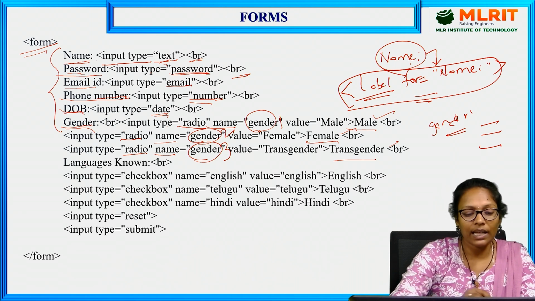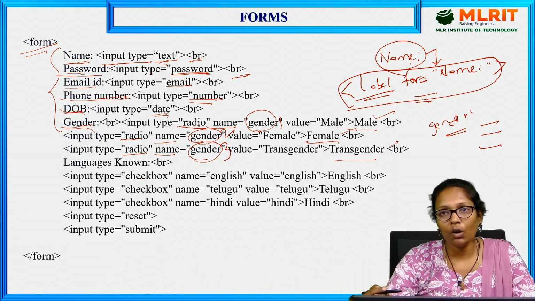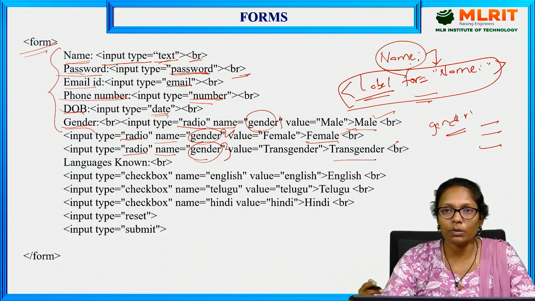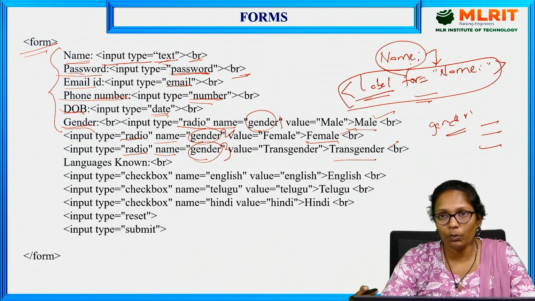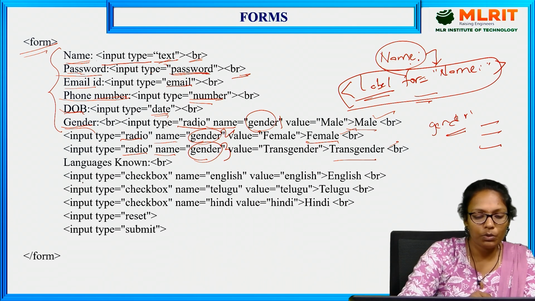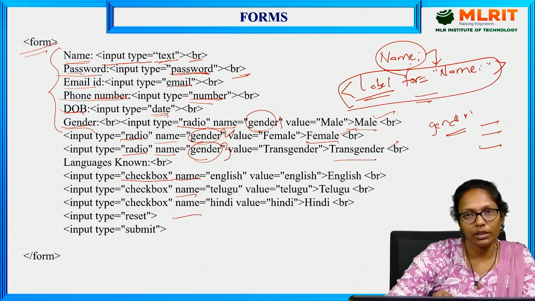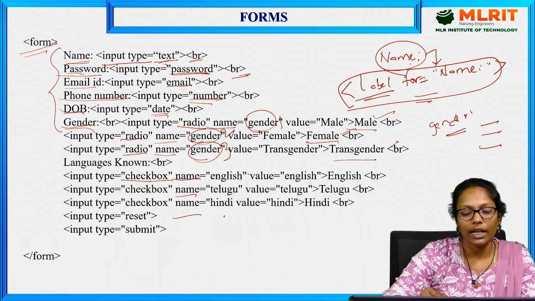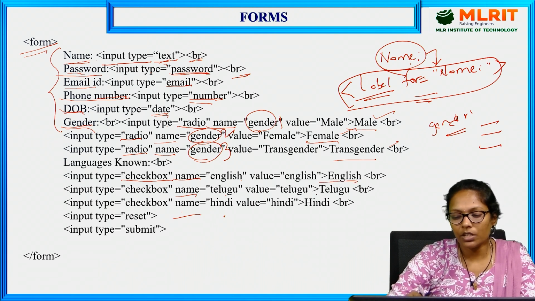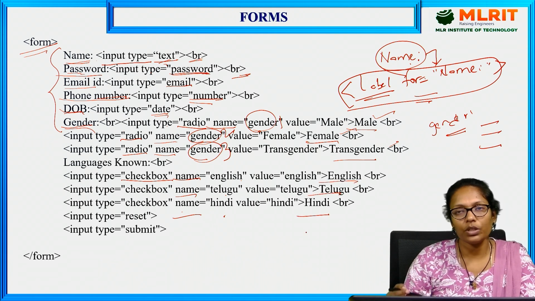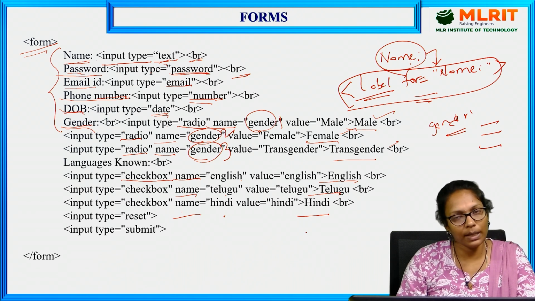And next is languages known. So languages known, the user should be able to choose multiple options. Why? Because the user may know multiple languages at the same time. So here I cannot use the radio button concept, but instead of that, I'm using the type as checkbox. So here the name should be different. So name is equal to English, name is equal to Telugu, name is equal to Hindi. I should not write the same group here. And the values you're displaying as English, Telugu and Hindi, where the user can select multiple options at the same time.